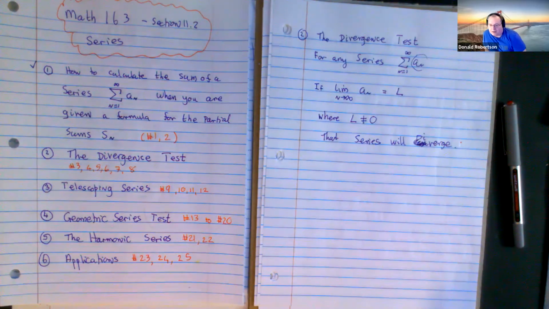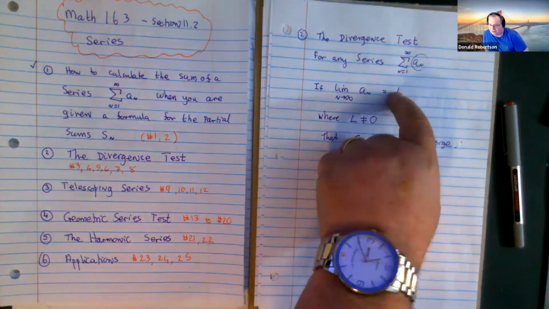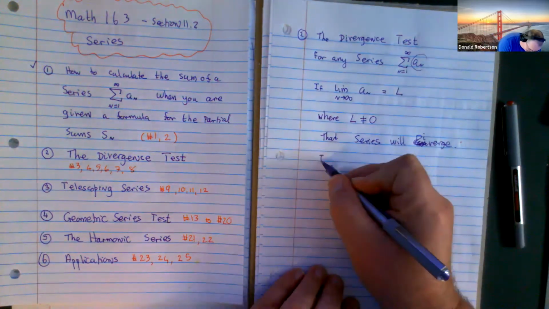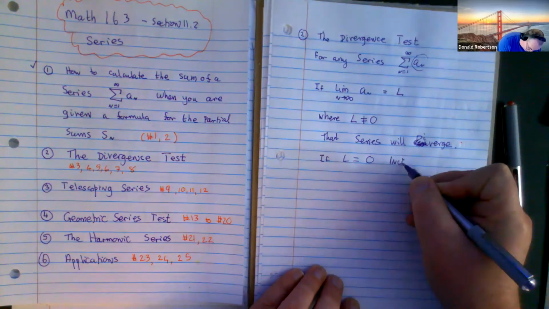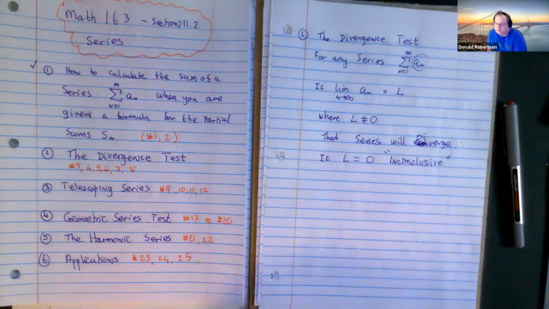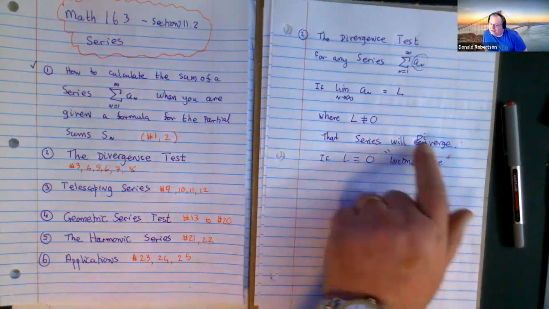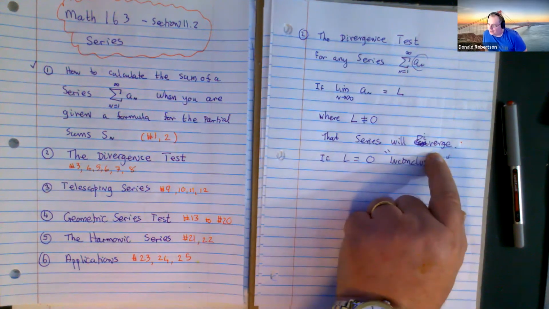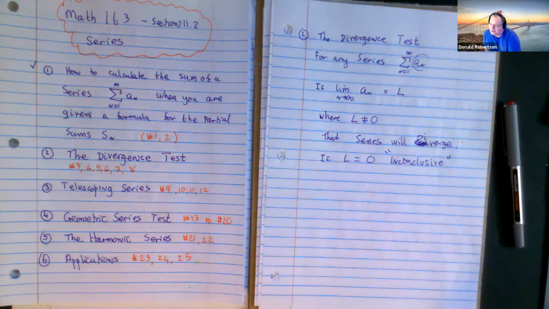What's the big problem? L equals 0. In other words, the limit of this is very, very often 0. And if it's 0, the test is inconclusive. What that means is we don't know. It might converge, it might diverge, right? So it's only kind of good on half the answers. It'll tell you half the time what's going on, and the other half of the time you're probably going to get a limit of 0. And when that happens, it's inconclusive.